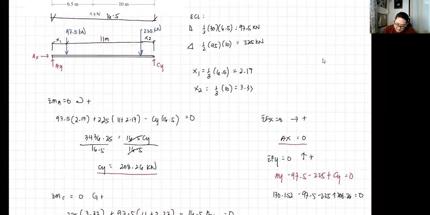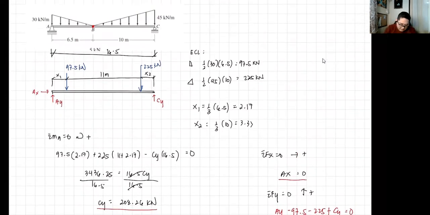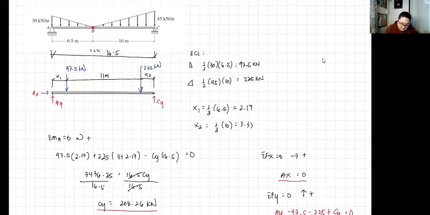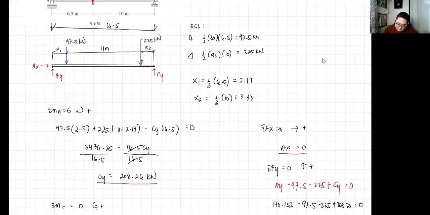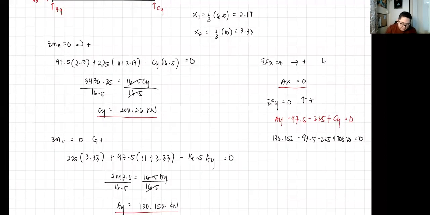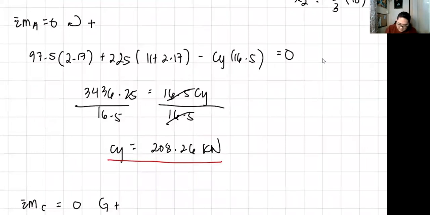So let's check our calculation if we have a mistake. We have 1/2 times 45 times 10, 225. Let me check the distance, maybe the distance is wrong. 2/3 of 10, that's 11. So where is our mistake? 0.5 times 30 times 6.5 is 97.5 times 2.17 plus 225. Let me double check the multiplication: 11 plus 2.17. Okay, here we have a mistake, my multiplication earlier was wrong. So this should be 3174.83.